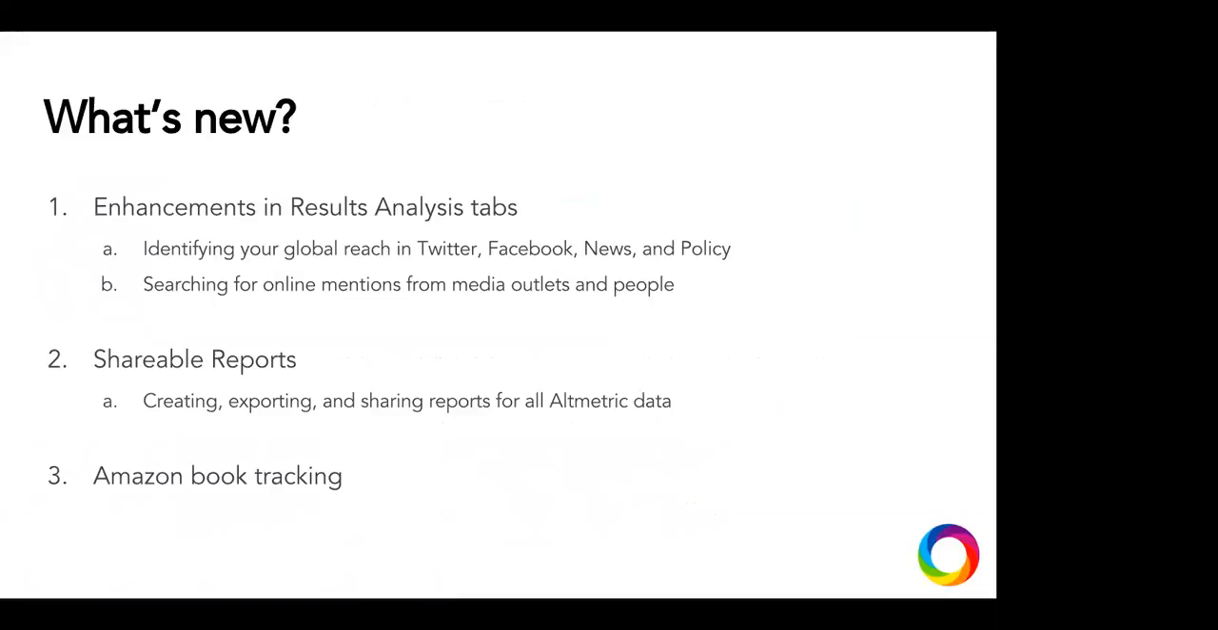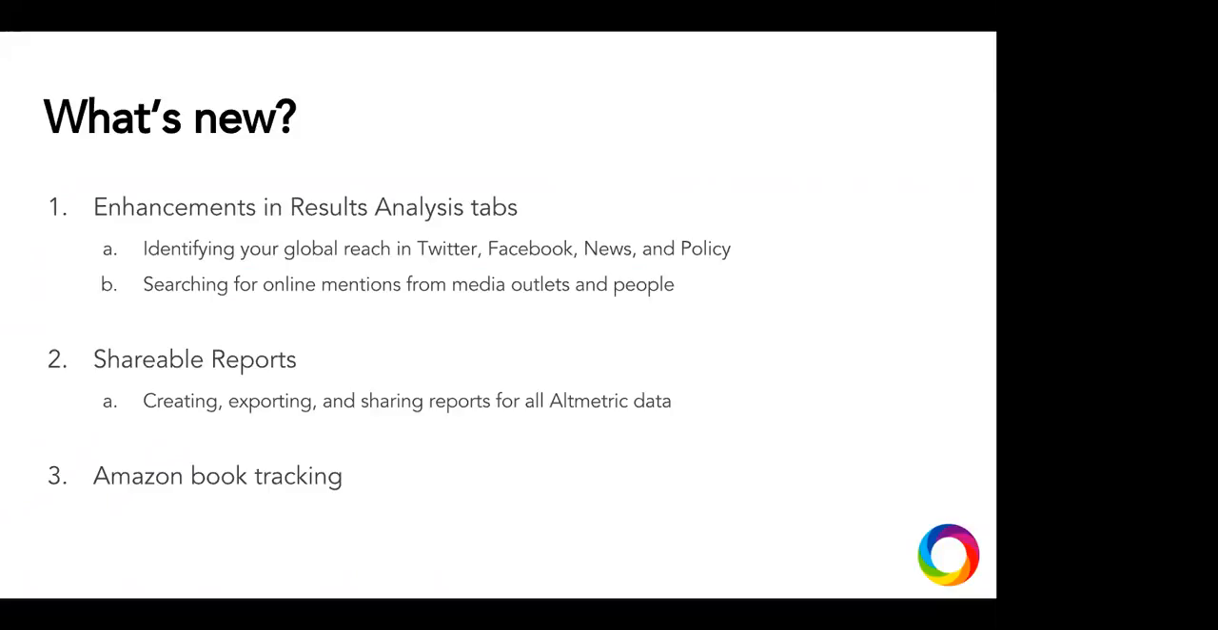So what's new? We've added some really exciting enhancements to our results analysis tabs that make it easier to identify your global reach in Twitter, Facebook, news, and policy. And we've also added the ability to search for specific mentions from media outlets and people. So you can no longer just see all the news attention, you can see the news attention from just the outlets that you really care about or particularly want to track interest from, if that's what is key for you.